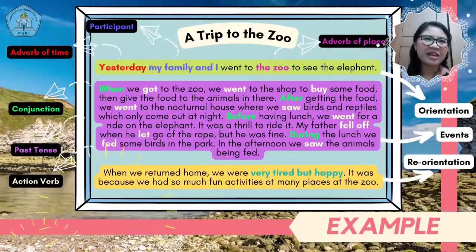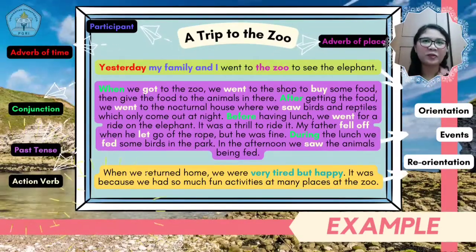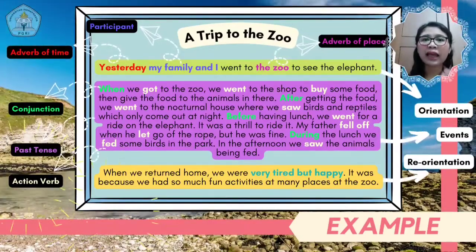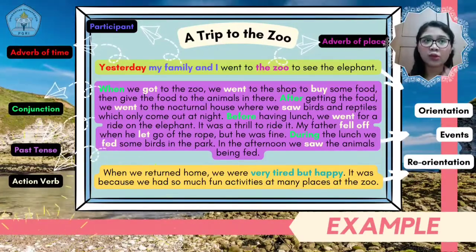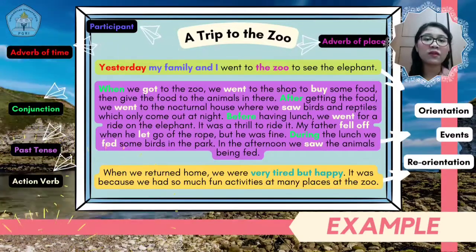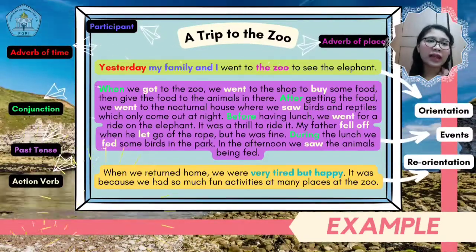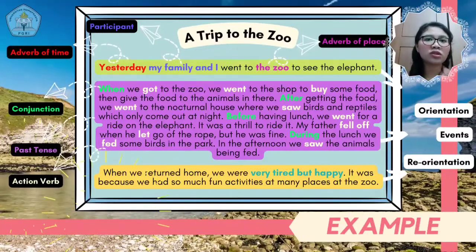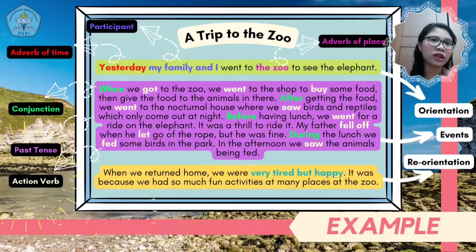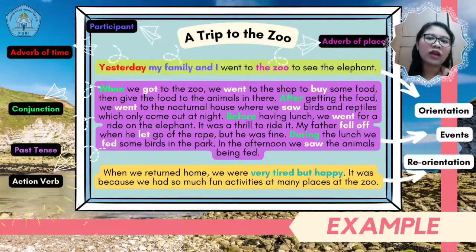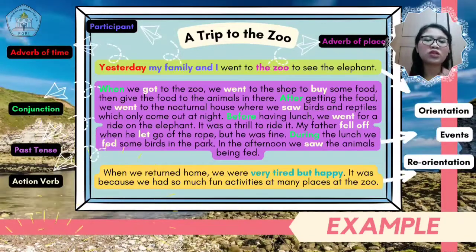Yes, as you can see, this is the story of a trip to the zoo that happened yesterday. Yesterday, my family and I went to the zoo to see the elephant. When we got to the zoo, we went to the shop to buy some food, then gave the food to the animals there. After getting the food, we went to the nocturnal house where we saw birds and reptiles which only come out at night.